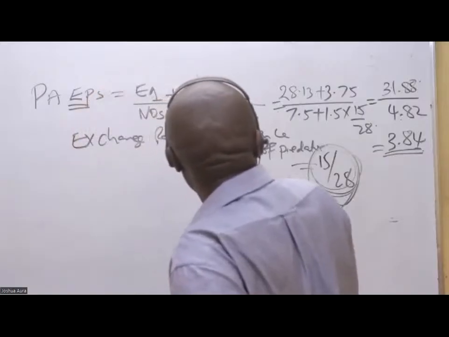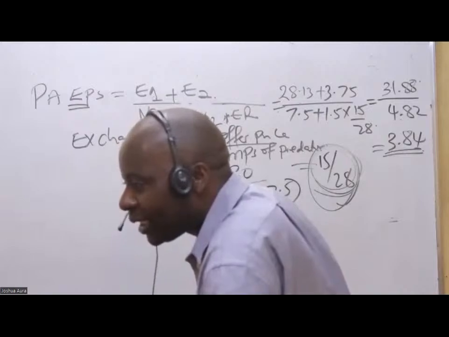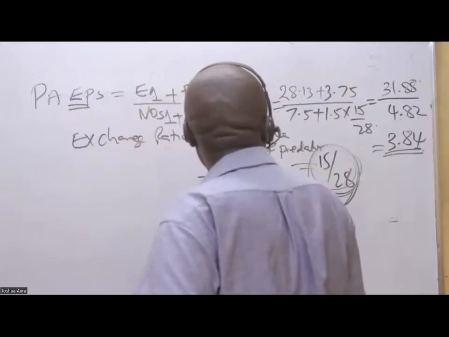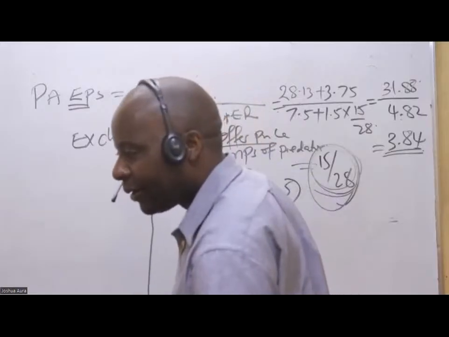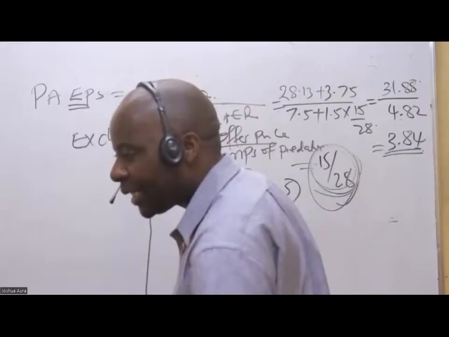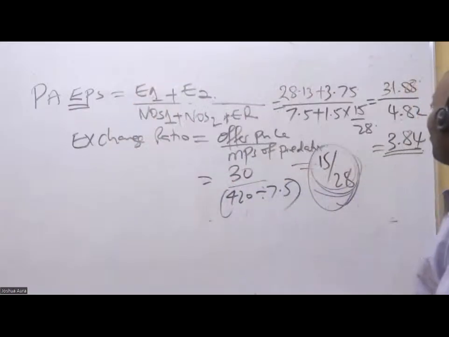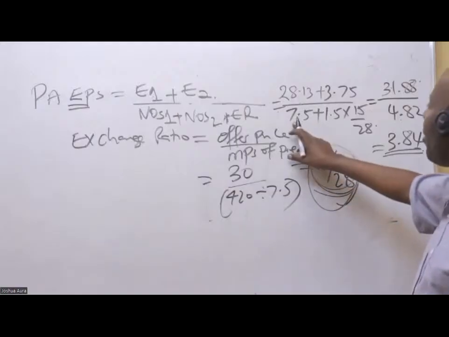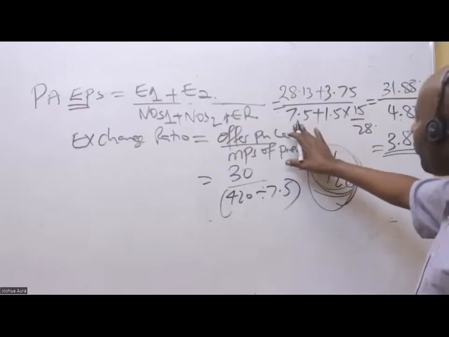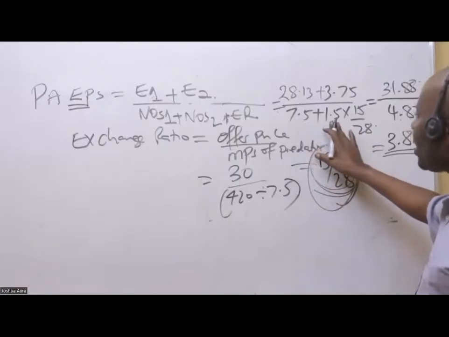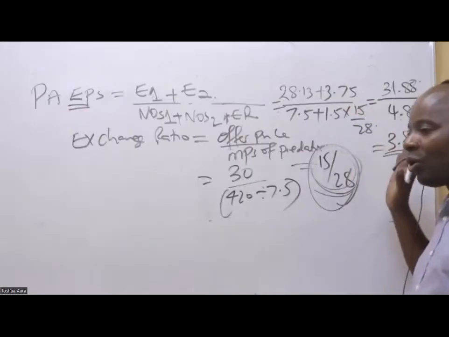31.88 divided by 4.82, what does it come to? This one gets 8.30. I don't know. According to Body Mass, it is 4.82. Thank you very much for bringing up that point. Please remember, don't take 7.5 plus 1.5 equals. You say 7.5 plus 1.5 in the calculator, you continue times 15/28, and then you say equals at the end of it.